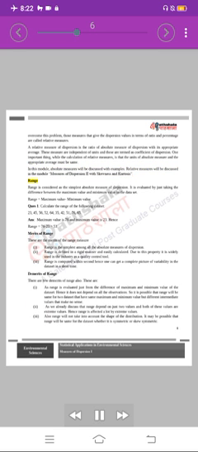Range. Range is considered as the simplest absolute measure of dispersion. It is evaluated by just taking the difference between the maximum value and minimum value in the data set. Range equals maximum value minus minimum value. Merits of range. These are the merits of the range measure.